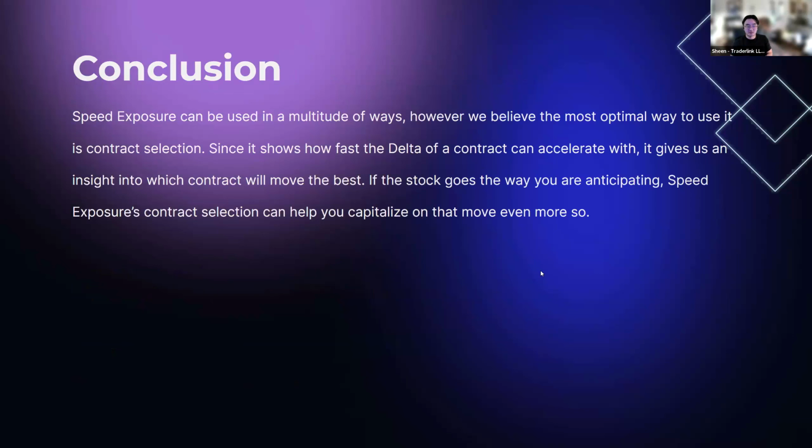So conclusion, speed exposure can be used in a multitude of ways. However, we believe the most optimal way to use it is contract selection, as I said, since it shows how fast the delta of a contract can accelerate. It gives us insight into which contract will move the best. If the stock goes the way, obviously, that you're anticipating, speed exposure's contract selection can help you capitalize on the move even more so than usual.